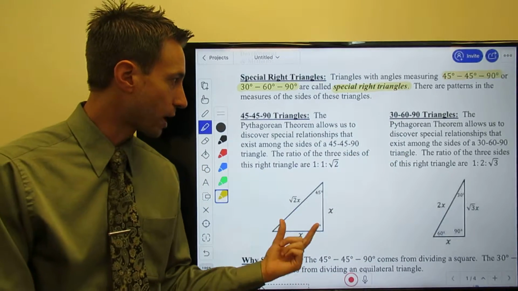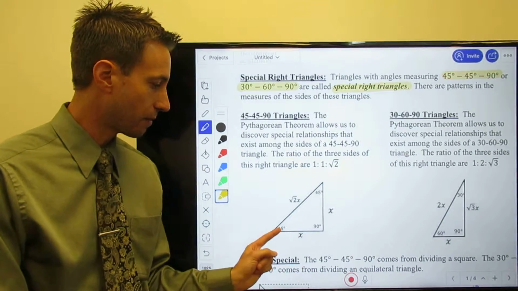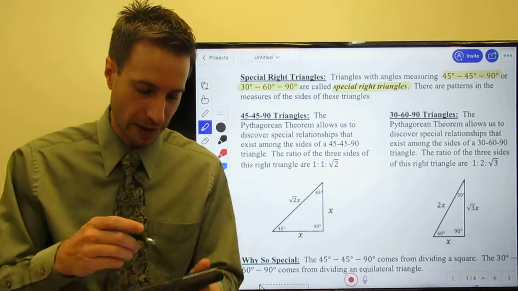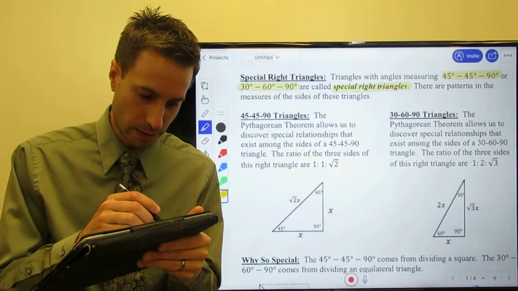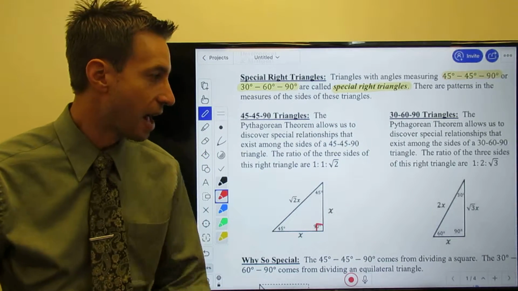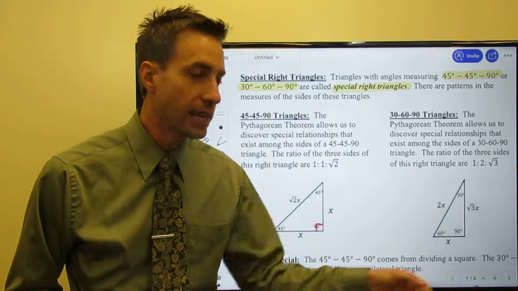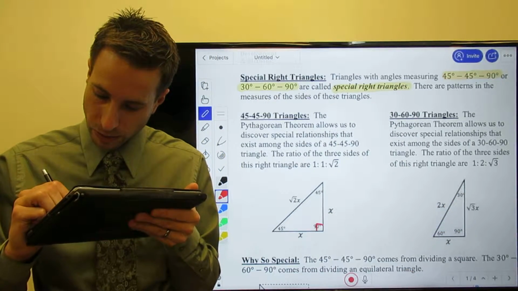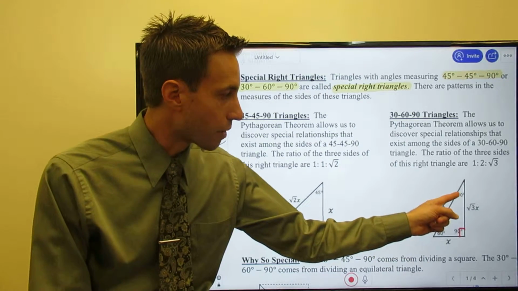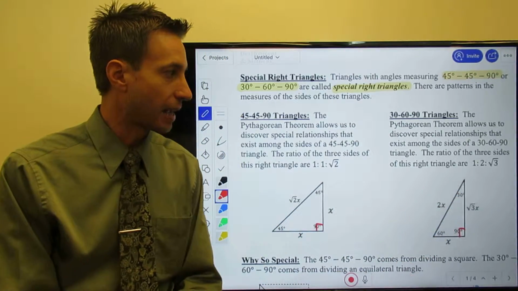So I've given you both triangles. Here's the 45, 45, 90. 45, 45, those are my two acute angles, and there's my right angle. In fact, let me go ahead and put my right angle symbol in there. Boom, there's my right angle. And then this is the 30, 60, 90 right triangle. And again, of the two acute angles, one of them is 30, the other acute angle is 60.